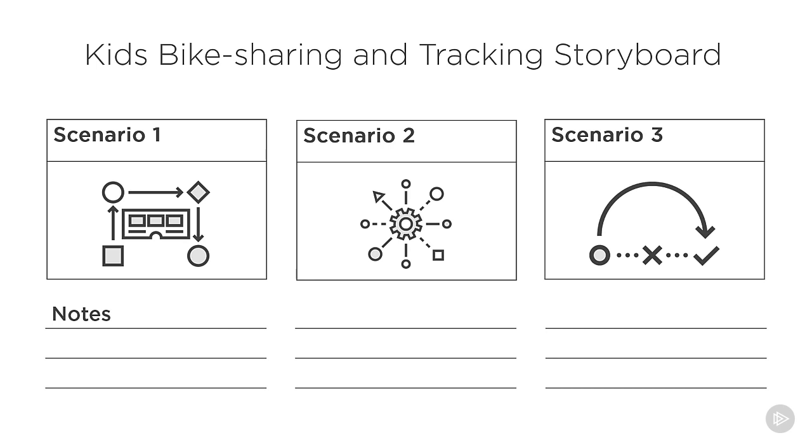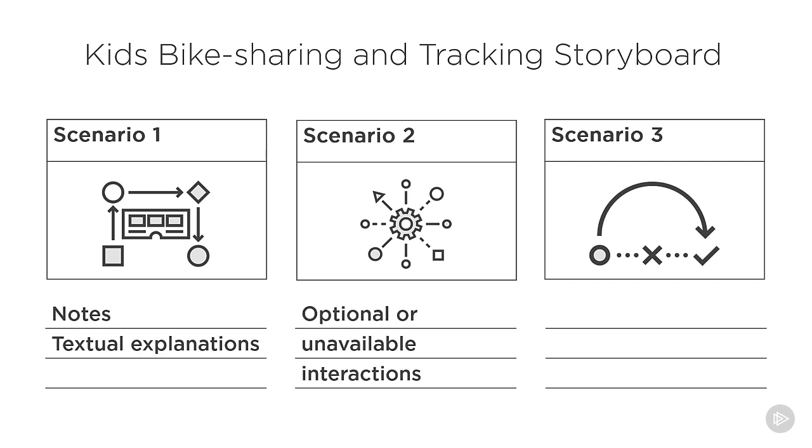As the next step in creating our storyboard, you need to fill in the notes for each of the scenarios. Use them to add textual explanations that will enhance the illustrations above. The text you add can be related to some optional or unavailable interactions, further stakeholder requests not associated with the selected scenario, and general notes. Good. We just covered the creation of a storyboard together.